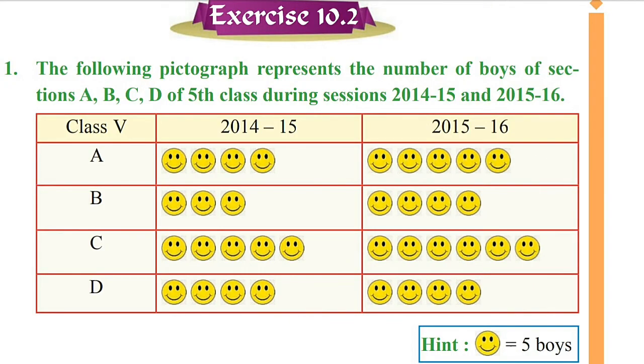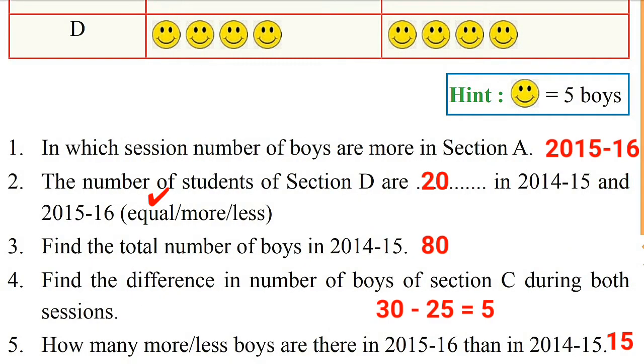Now let's answer some questions. In which session is the number of boys more in section A? You can see in the 2015 to 16 session we have more boys. Second, the number of students of section D is 20 in 2014 to 15 and 2015 to 16, so they both are equal. Third, find the total number of boys in 2014 to 15. So we have 80.